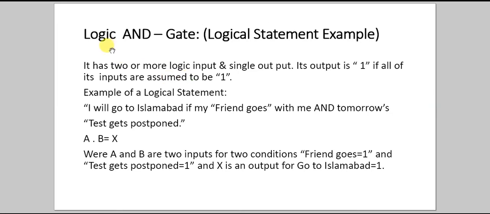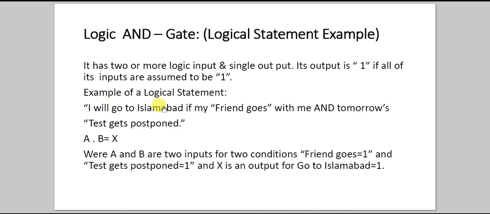The next is the logic AND gate. Logical statement, we give the example. What is the logic AND gate? It has two or more logic inputs and a single output. These are the basic gates, remember: logic OR gate, AND gate, and the NOT gate. We will also discuss other gates, which are the derived gates, obtained from the combination of all these three gates. So it has two or more inputs and one single output. Its output is 1 if all of its inputs are equal to 1. This is the particular condition for the AND gate.